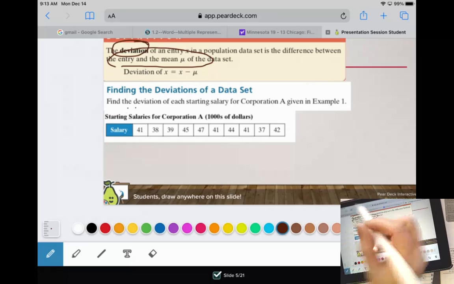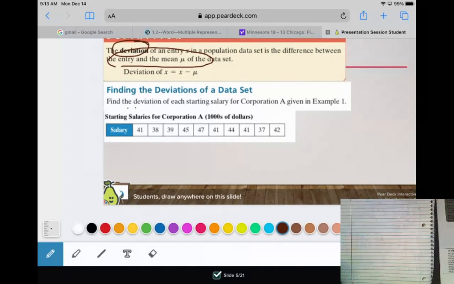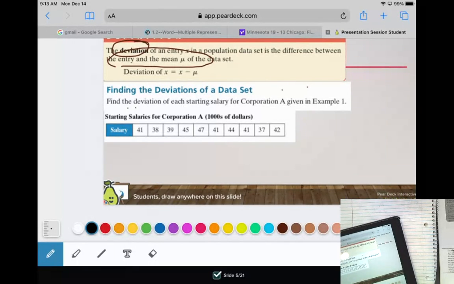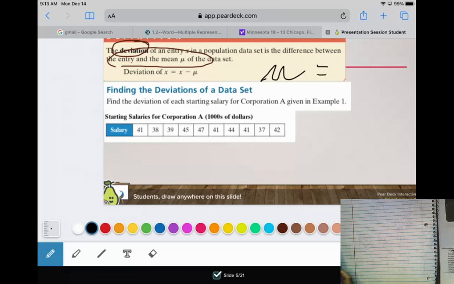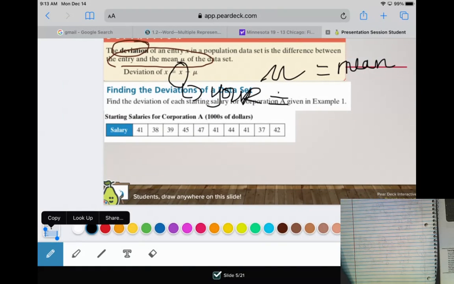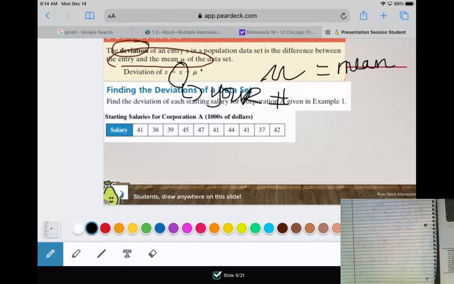So before you can find the deviation, for some of you who forgot, this symbol right here, mu, looks like a U. This represents the mean. The x is your score, your values, whatever values they use. It can be salary, it can be test score, it can be number of hours. Doesn't matter. But this notation right here, this is the mean, the mu.